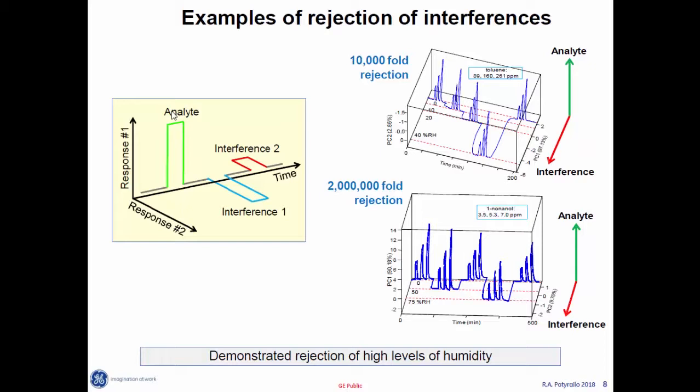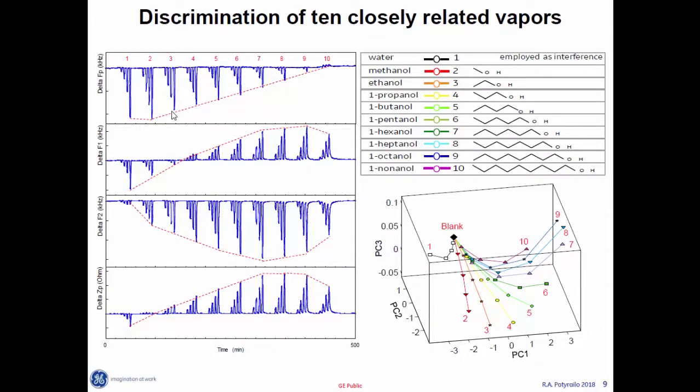That's why we changed our philosophy in such a way that we're pushing the responses in a different direction. We are allowing them to happen, but our requirement and design is to push them in the other direction. And when we do that, you can see we're rejecting interferences 10,000-fold, 2 million-fold, and that's a very important aspect.